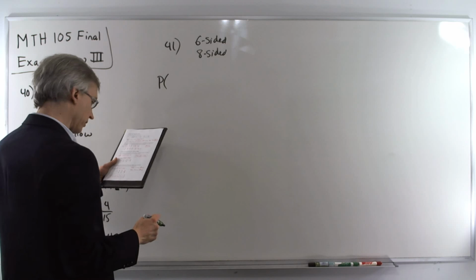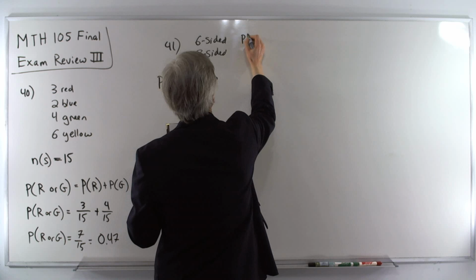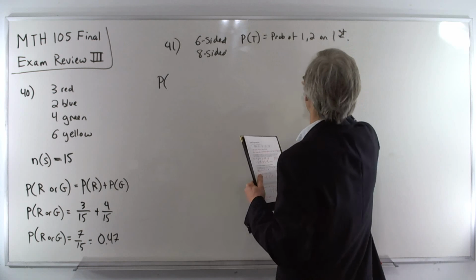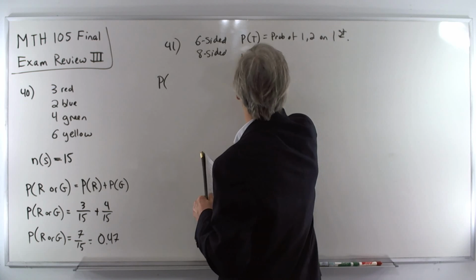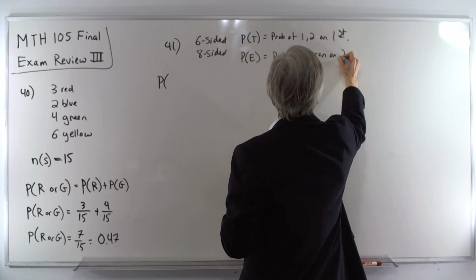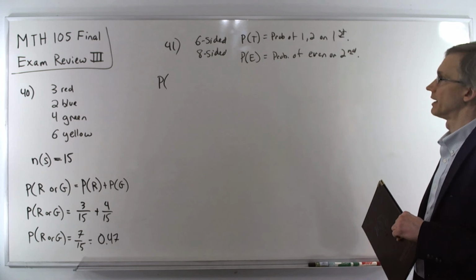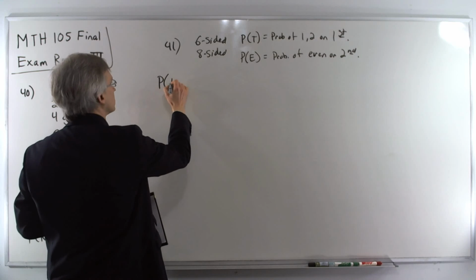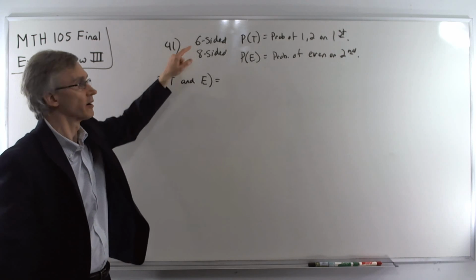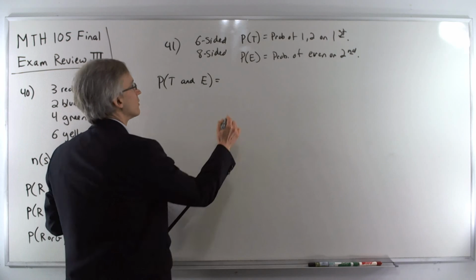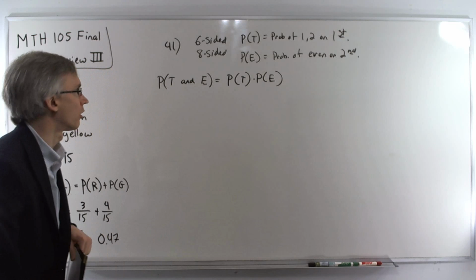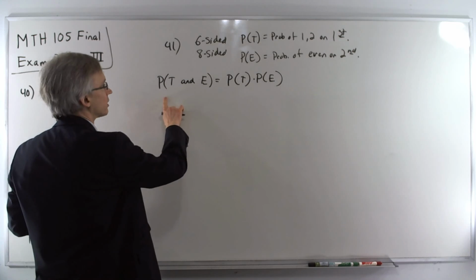So for probability, I'm going to make up a couple of events here. Let's call T the event of getting a 1 or a 2 on the first die. And for the second one, E is the event that you need an even number on the second die. Now the result of rolling the second die is independent of the result on the first die, which means we don't have to use the conditional probability equation. All we have to do is multiply them together. We're using the equation for independent events.